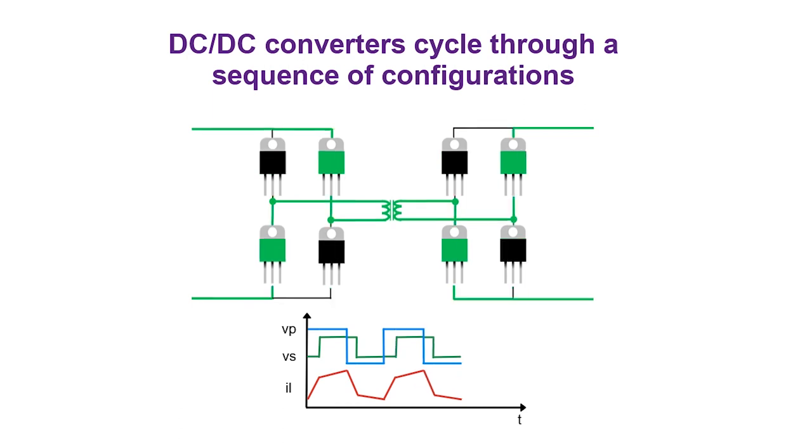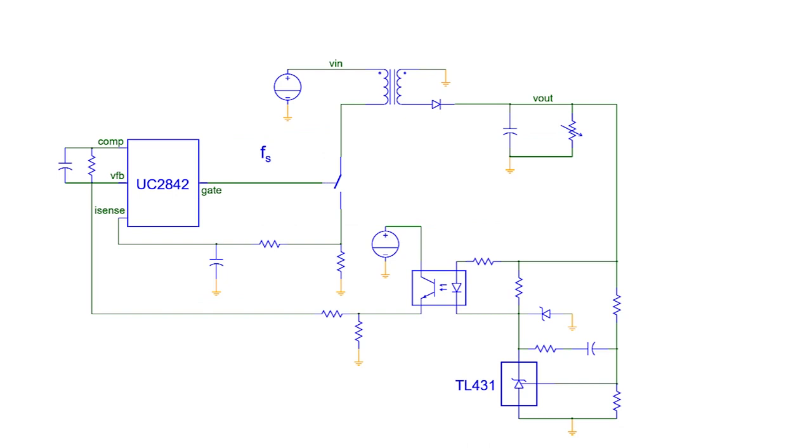In steady-state operation, switching DC to DC power converters cycle through a sequence of configurations, each corresponding to a particular state of the power semiconductor switches. For example, here is a flyback converter.